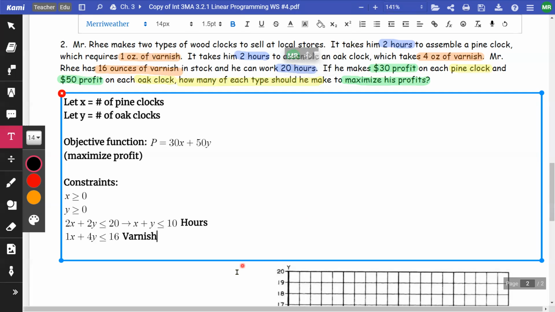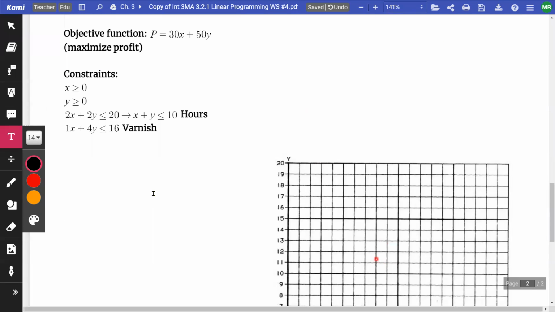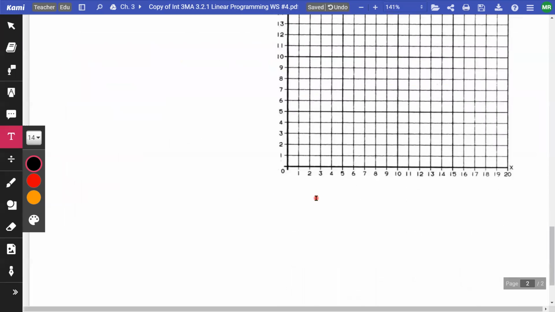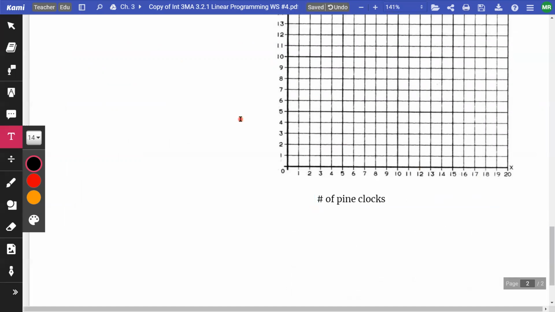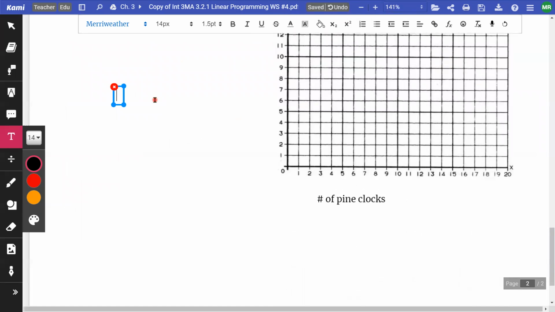So now we're going to plot these, okay? So first thing I'm going to do is I am going to just label this. This is going to be number of pine clocks. And this one here, I'm going to start it here. I'm going to change it in a second. Number of oak clocks. And I'm going to come up here and click on it, and it'll turn it for me. Okay.